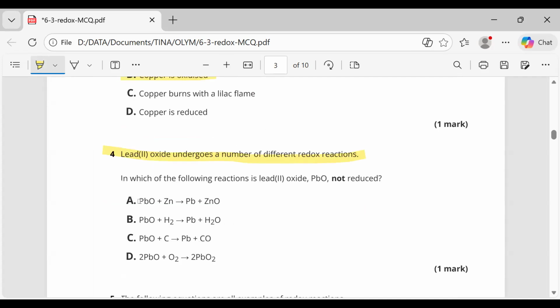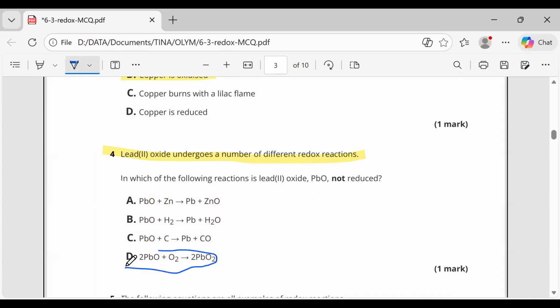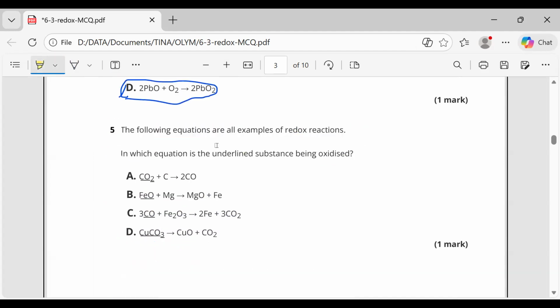You see, compound, element, compound, element means something happened. This one is still compound. If you notice, everybody else is compound, element, compound, element. So you just choose the one that is different. Actually, MCQ is not very hard. You just choose the one that looks different. The final question is a redox reaction. Which underlined substance is being oxidized?